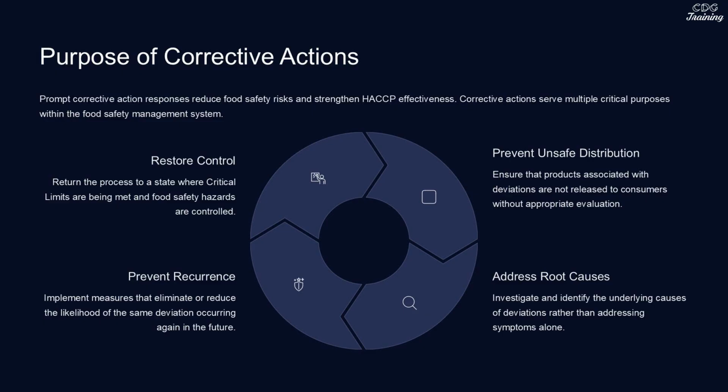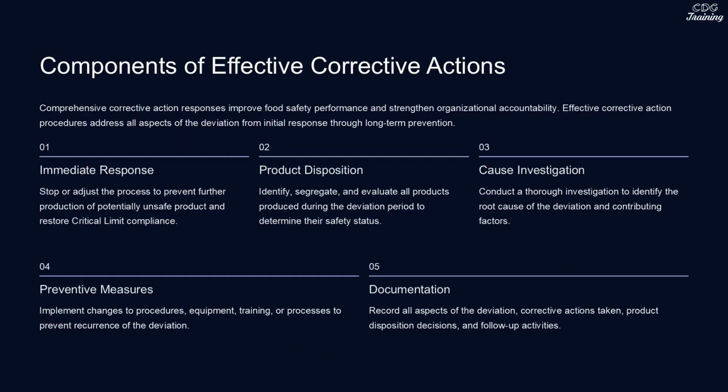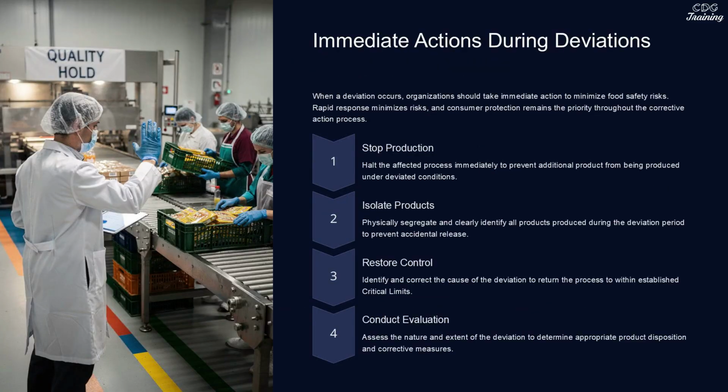Corrective actions serve multiple critical purposes within the food safety management system. Comprehensive corrective action responses improve food safety performance and strengthen organizational accountability. Effective corrective action addresses all aspects of the deviation from initial response through long-term prevention. When a deviation occurs, organizations should take immediate action to minimize food safety risks. Rapid response minimizes risks, and consumer protection remains the priority throughout the corrective action process.